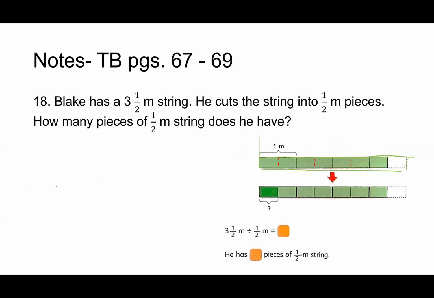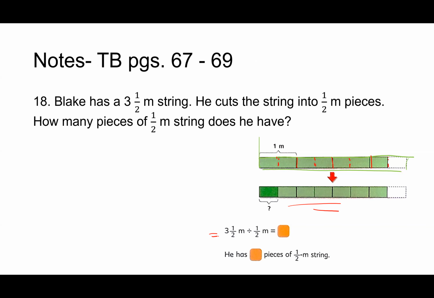All right, Blake has 3.5 meters of string. He cuts the string into 1/2 meter pieces. How many pieces of 1/2 meter string does he have? All right, so here is our 3.5 meters right here. I've already got some units drawn in there from last year. If we're gonna cut that into half meter pieces, you can see I've got my 1 meter pieces divided up into half, right? And that's this bar model down here. We wanna know how many 1/2 meter long string pieces he has.